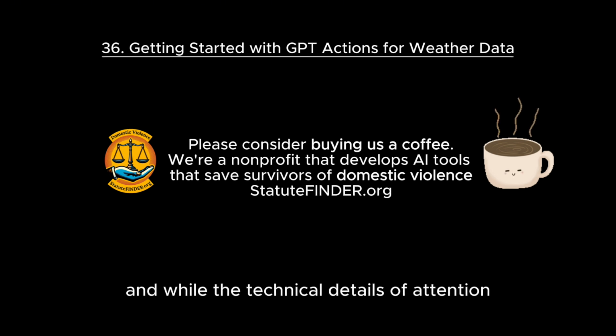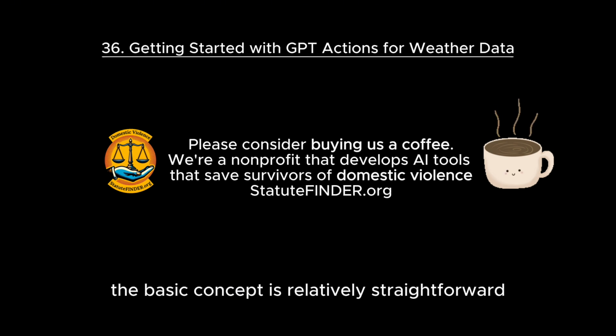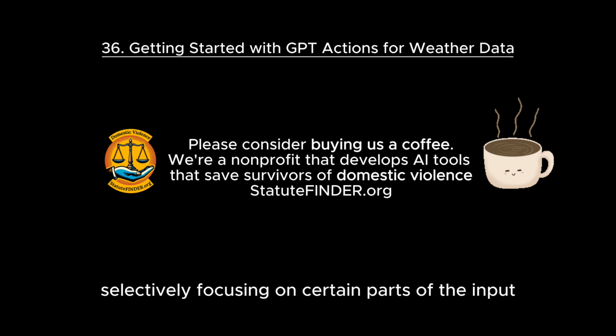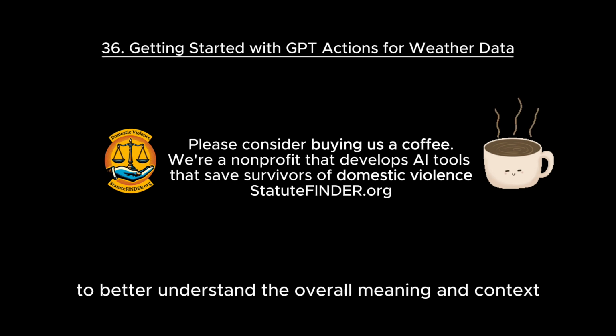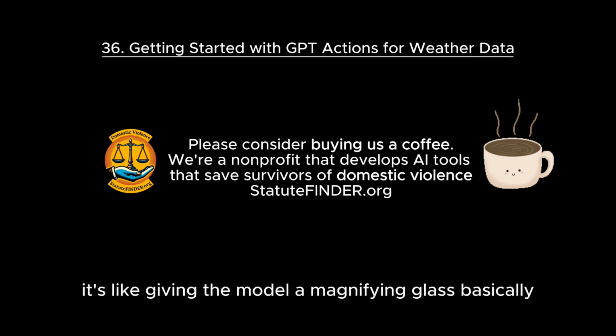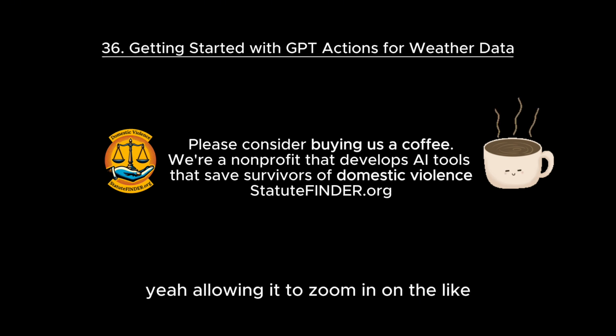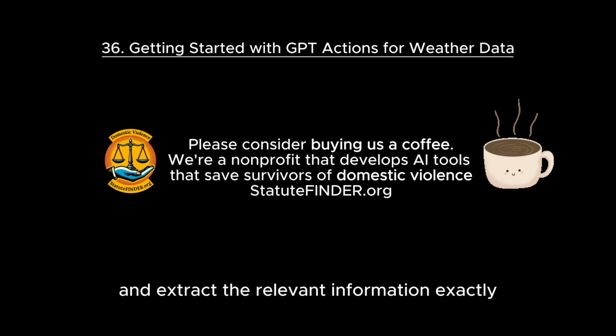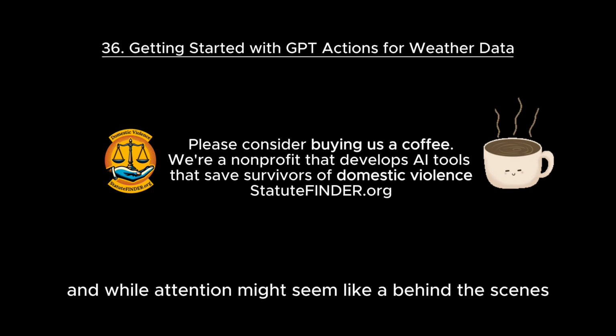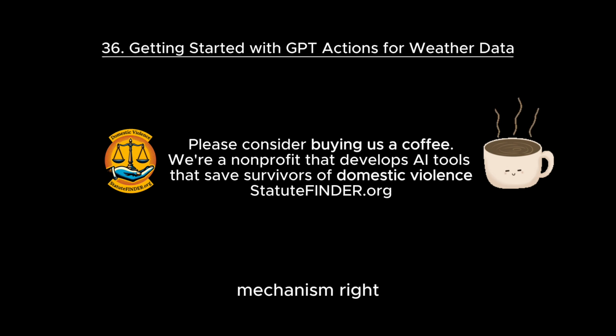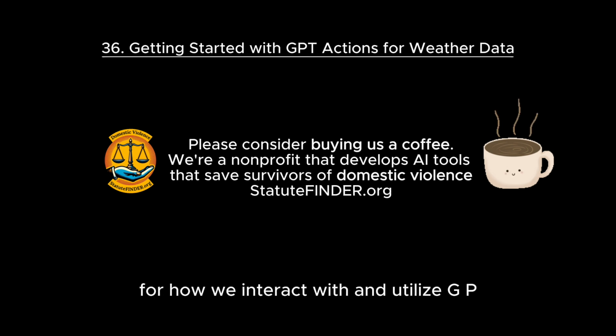And while the technical details of attention can get pretty complex, the basic concept is relatively straightforward. It's about selectively focusing on certain parts of the input to better understand the overall meaning and context. Okay, that makes sense. It's like giving the model a magnifying glass, basically, allowing it to zoom in on the most important details and extract the relevant information. Exactly. And while attention might seem like a behind-the-scenes mechanism, it has some profound implications for how we interact with and utilize GPT models.